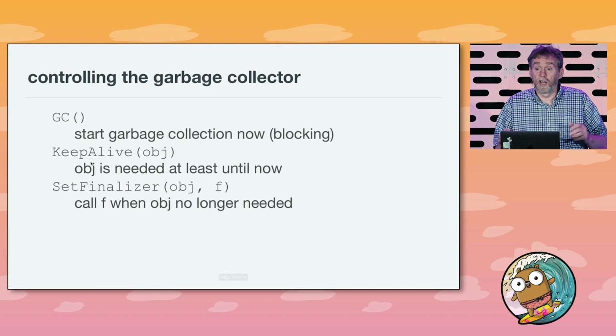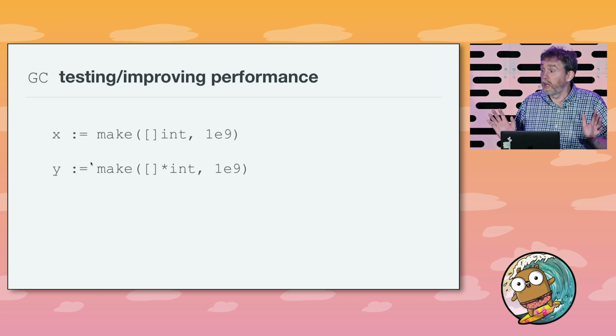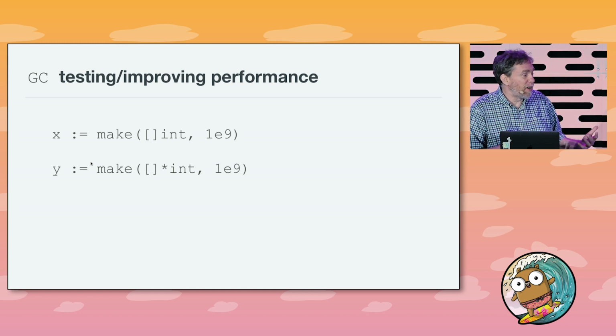All right, so let's move on and talk a little bit more about the garbage collector and these functions here. So runtime.GC, remember that what that does is start garbage collection immediately. Why would you ever want to do that in a program? You think, do I want to slow it down? Why do I want to run garbage collection now?